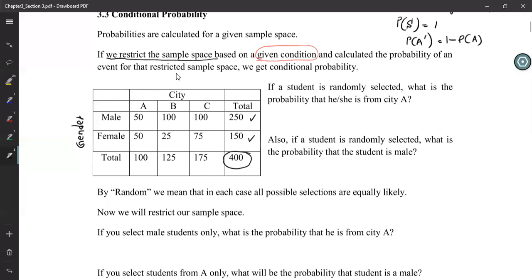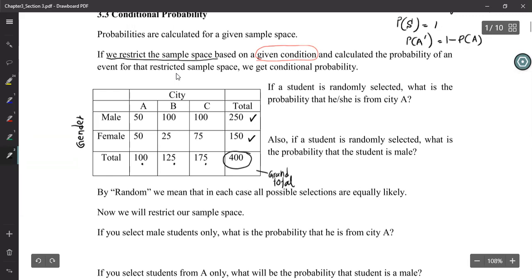And another categorization is according to the city where they came from or where they live. So there are 100 from A, 125 from B, 175 from C. So altogether again this is 400. Okay. So you can see the column totals, that is the total of A, which is 100, total of B, 125, total of C, 175. So 100, 125, 175, these are the column totals. Then 250 and 150, these are the row totals. Okay. And the 400, we call it the grand total.